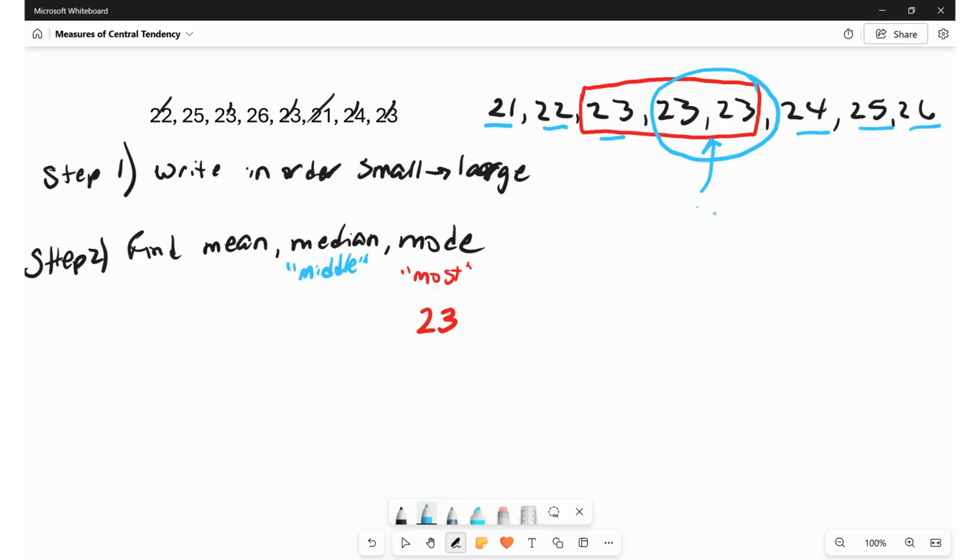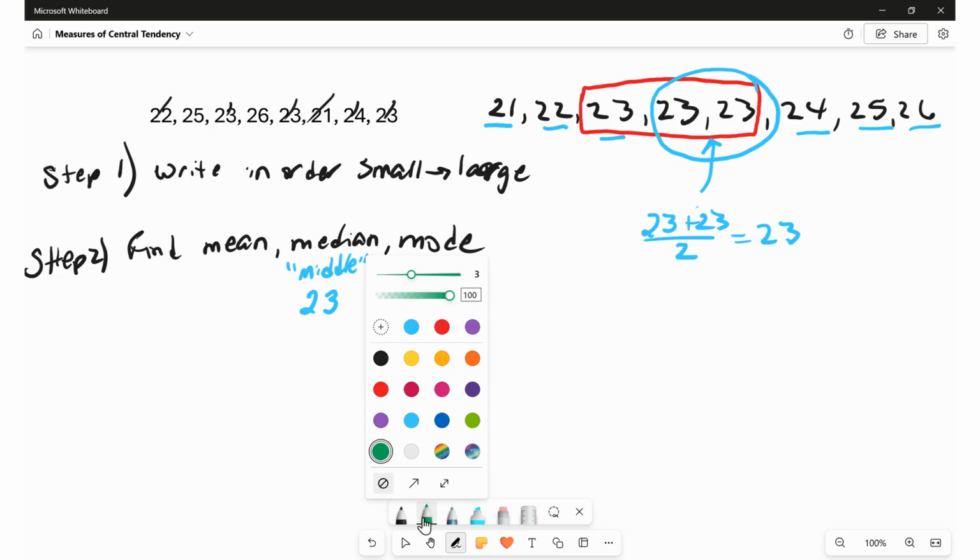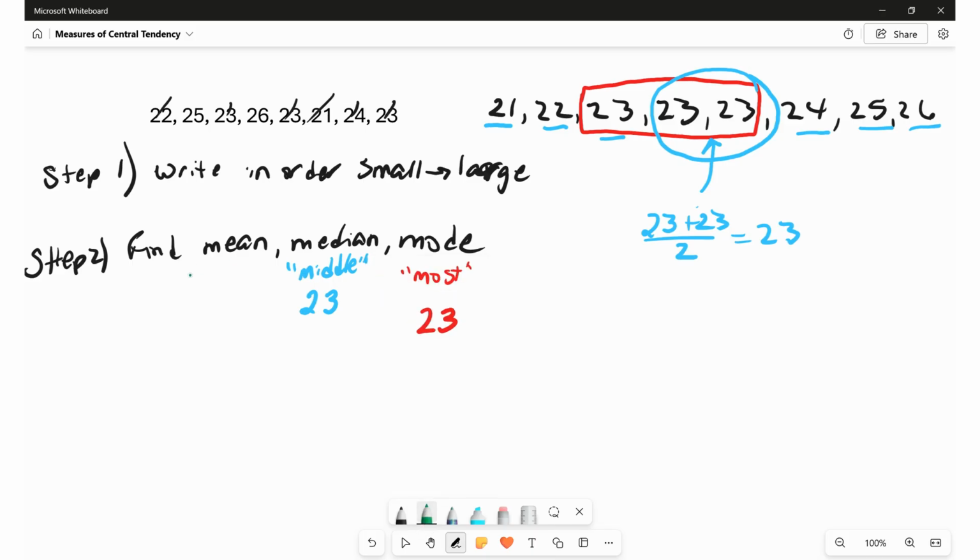But let's pretend like they're not. In order to find this, you're going to take these two numbers and average them. And that gives you the median. Okay? And finally, let's find the mean or the average.